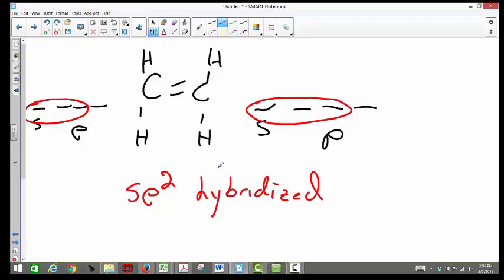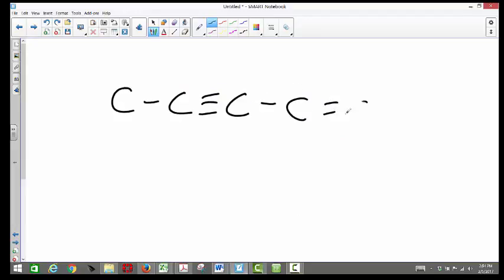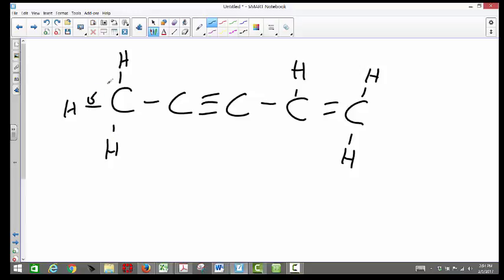On the test, here's the kind of question I am going to ask you. I am going to give you some big organic molecule like this, and I am going to say, label all the sigma and pi bonds, and then I'm going to say, tell me the hybridization. So, exactly one sigma between everything. Just like I said before, exactly one sigma. Everything else is a pi. So you would do that.